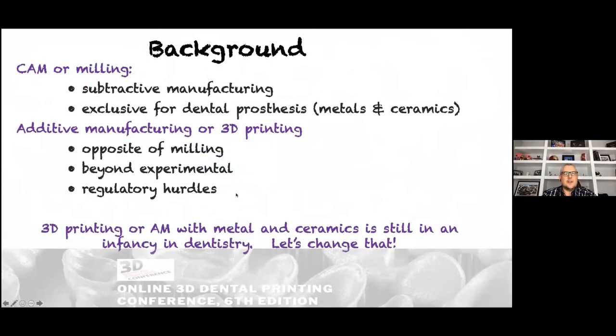So just a little bit of background before we get started. Everyone's aware that there are differences in fabrication. When we're talking about 3D printing, we're talking about additive manufacturing, so adding material in specific increments where we would like it. In dentistry, this has really been limited to basically plastics and some wax. We really haven't got into the ceramics and metals too much. It's still a little bit experimental, and we still have some regulatory hurdles.